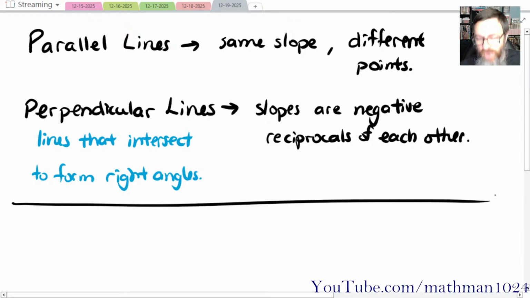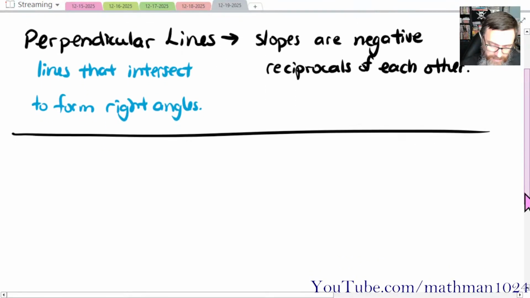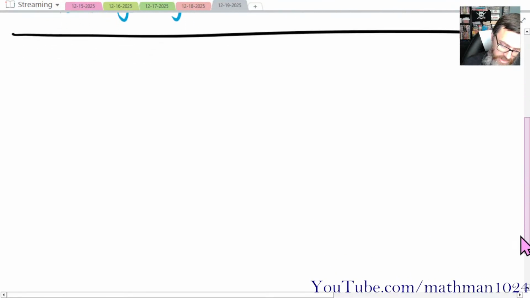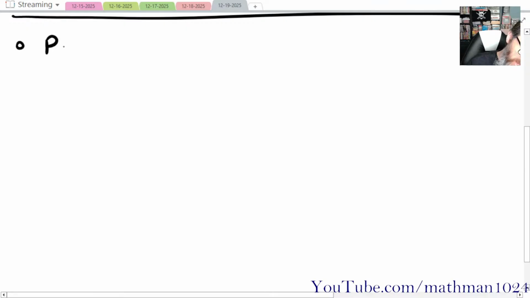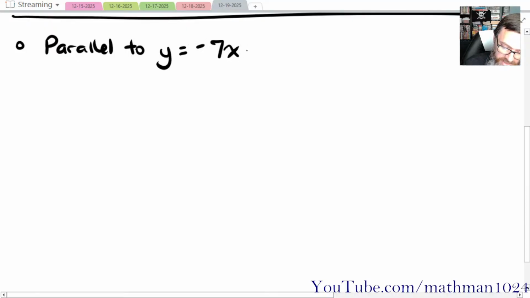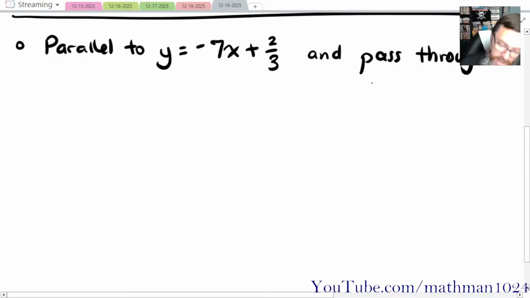So let's keep writing equations of lines using this information. So if I say I want to be parallel to the equation y equals negative 7x plus 2/3, and I want to pass through the ordered pair, let's say negative 3, 4.